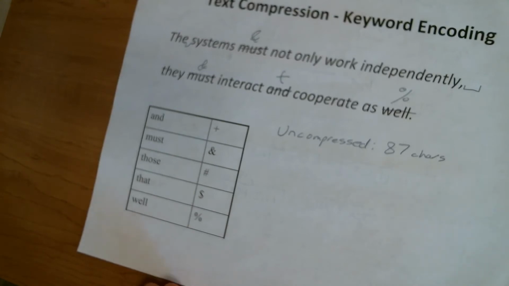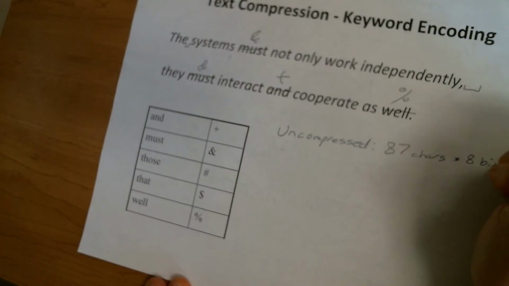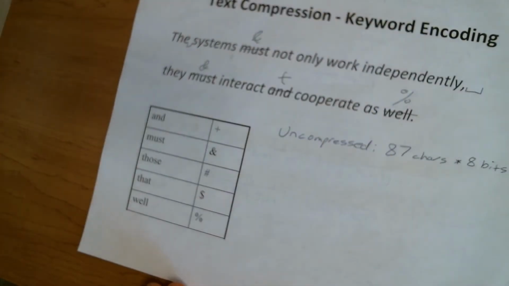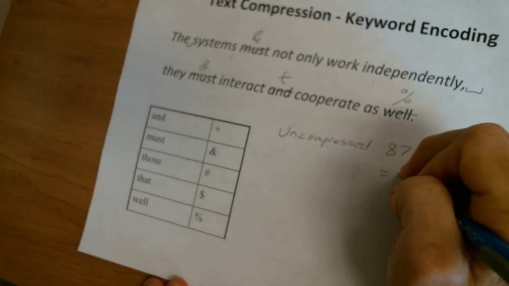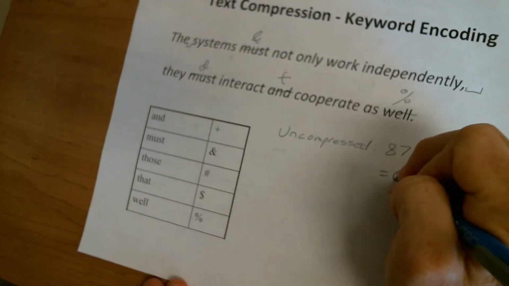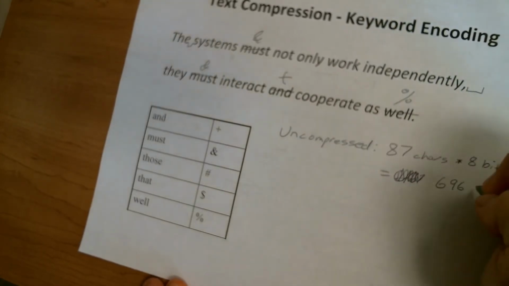Now, we've already said that we're encoding using ASCII. ASCII uses 8 bits. So if there's 87 characters and each of those characters take 8 bits to represent, that tells me that I am using 696 bits.